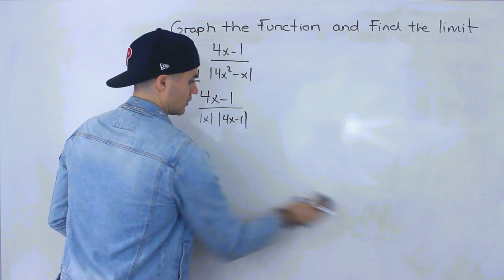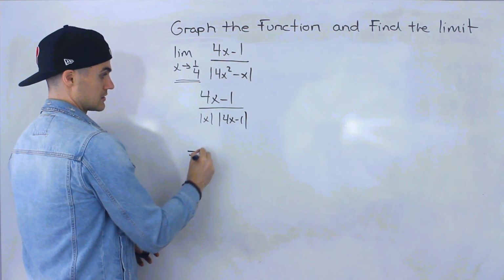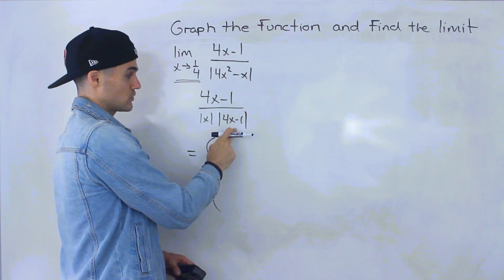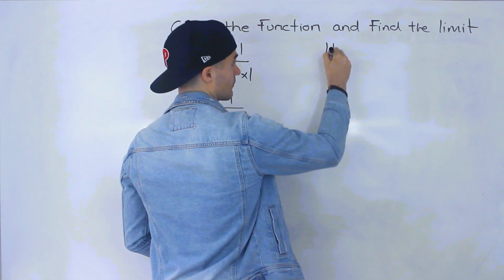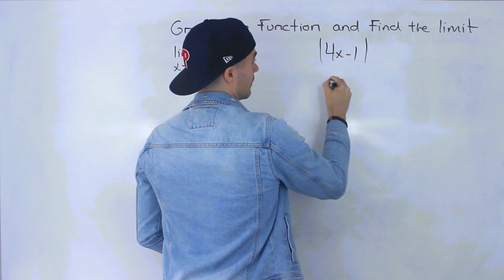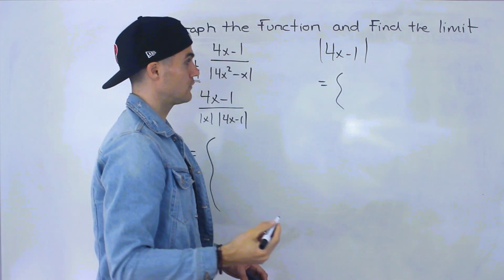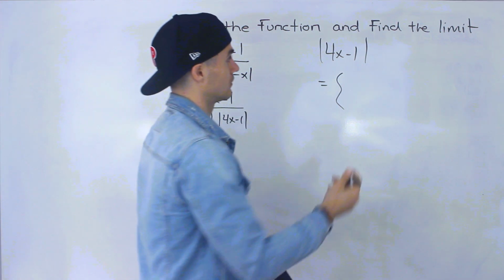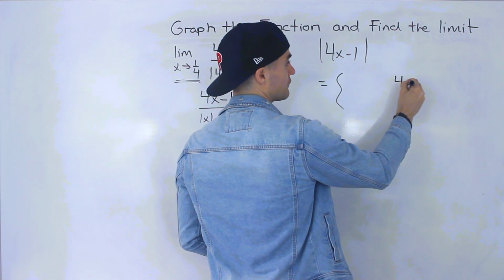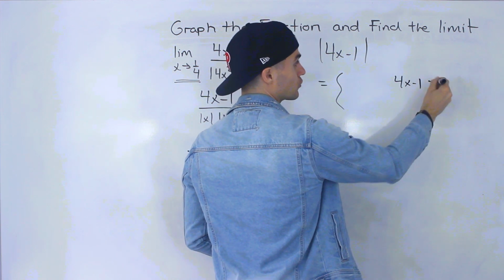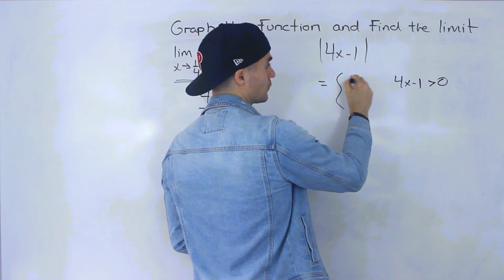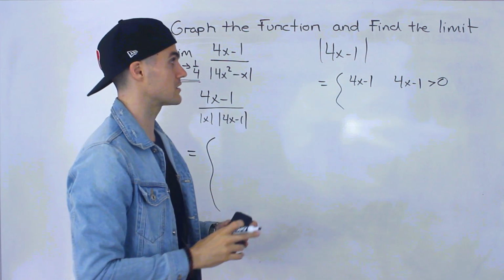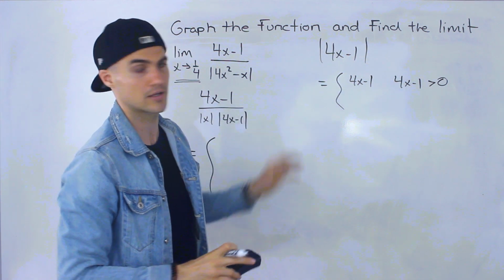Okay, so let's turn this function into a piecewise function. So we got this absolute value of 4x minus 1. If we follow the same process that we've been following, how do we turn this into a piecewise function? Well, if the expression within the absolute value, 4x minus 1, is going to be greater than 0, if it's going to be positive, then we're just going to keep it. Because remember, an absolute value is taking anything negative and turning it into a positive. But if it's already positive, then we just keep it how it is.